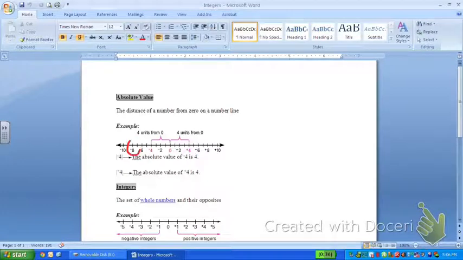Same with negative 8. The absolute value of negative 8 is 8 because it is 8 spaces away from 0. And same with positive 8. The absolute value of positive 8 is 8 because it is 8 units away from 0. So that's what absolute value is. These notes the kids will be getting, but it talks about it right here. Negative 4, the absolute value is 4. Positive 4, the absolute value is 4.